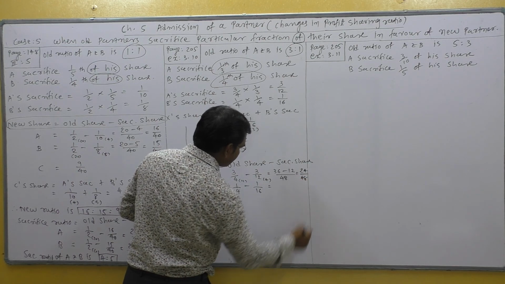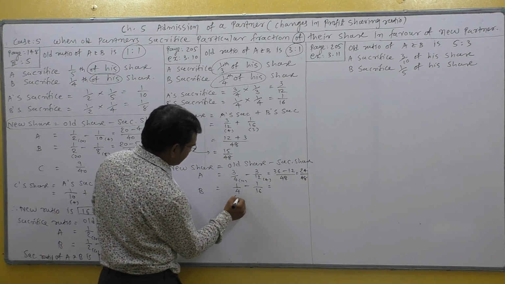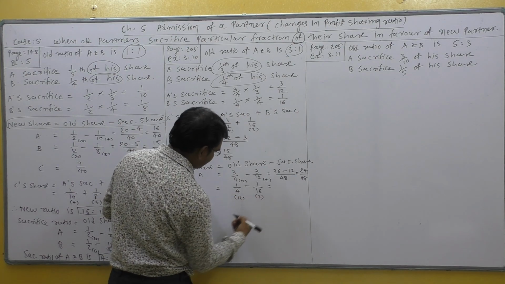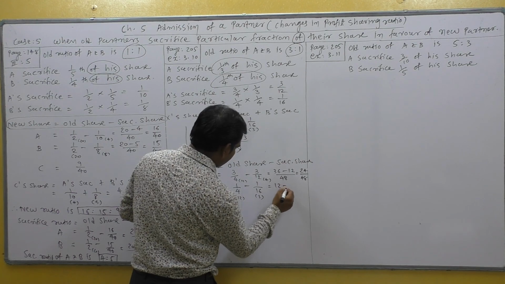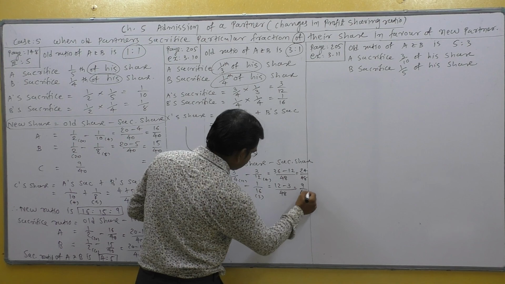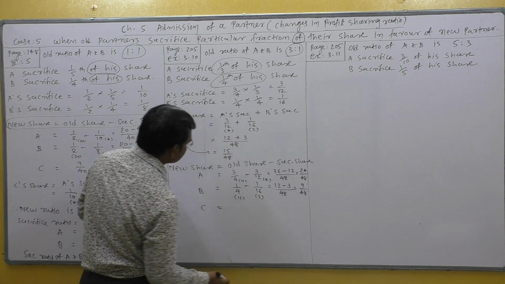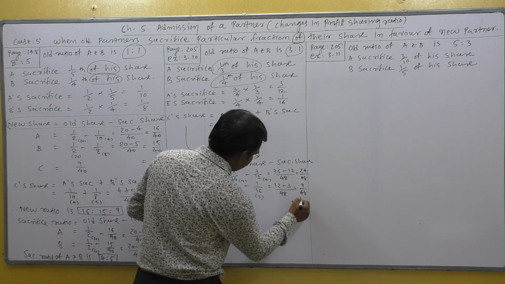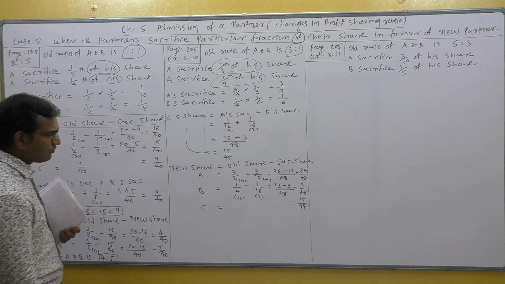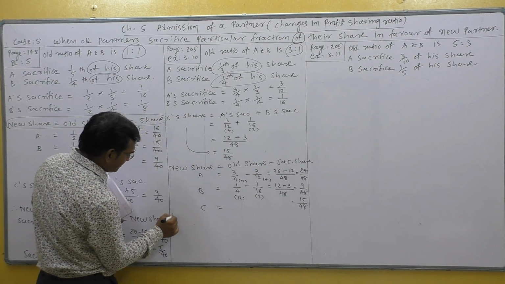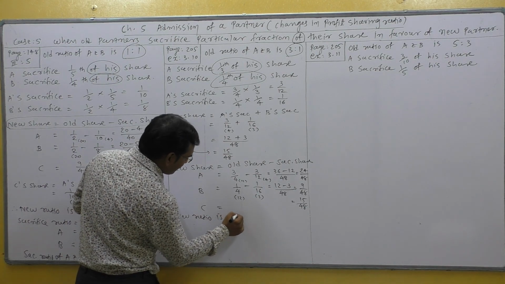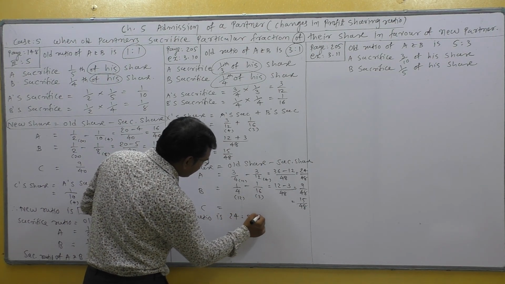Understand? Now here the LCM is again 48, right? So here 12 and here 3. 12 minus 3 divided by 48 is equal to 9 by 48. And the last partner C's share is already available, 15 by 48. Now you can see that the denominators are equal, 48, 48, 48. So the new ratio is 24 is to 9 is to 15.